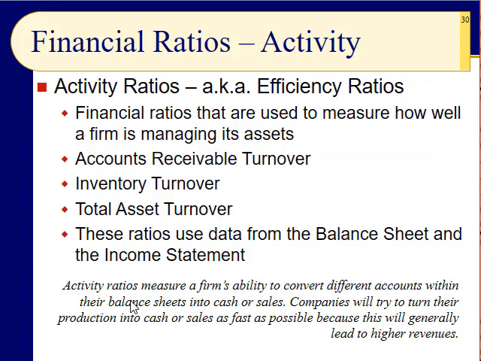So let's read together. My apologies if I'm going too quickly. Remember, you can always slow it down if you use the Wonder Professor or if you use YouTube. The activity ratios measure a firm's ability to convert different accounts within their balance sheets into cash or sales. Companies will try to turn their production into cash or sales as fast as possible because this will generally lead to higher revenues. In other words, you want to be efficient. As efficient as makes sense. You don't want to be ridiculous, sometimes.